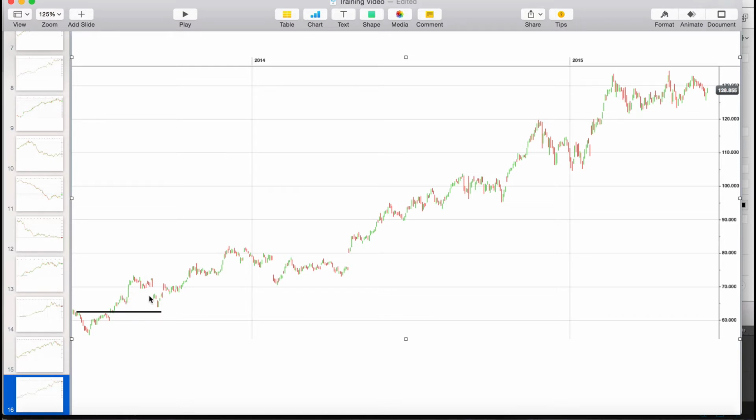Now this one came back down, and this is what happens sometimes. Not every time it works. I wanted to show you this one where it didn't work out perfectly well. It's come back down. Now your stop loss might have been just under this low.